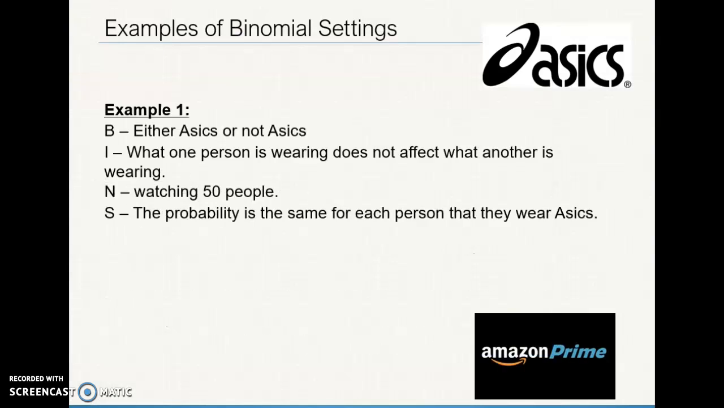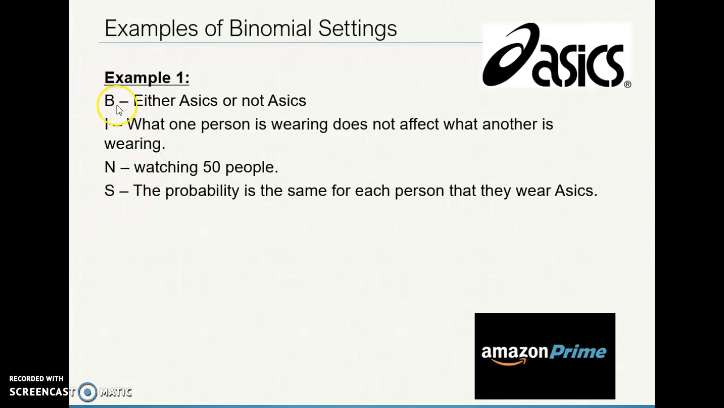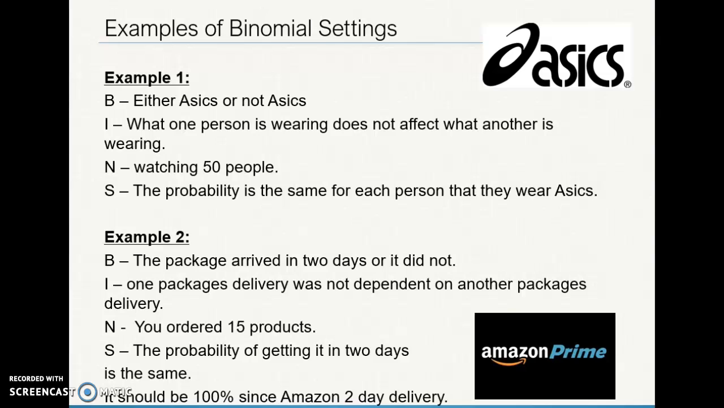Okay, so let's take a look at our first one. So example 1, bins, so binary, was either success or failure. So we either had A6 or not A6. Independent is what one person is wearing does not really affect what another person's wearing. N, the number of fixed trials, was 50, and S, the probability of success, is the same for each person that they were A6. So we don't necessarily know how many people in the population own A6, but we can say it's either a success or a failure. It's basically maybe like a 50% chance that they're wearing A6. That part's a little bit tricky.